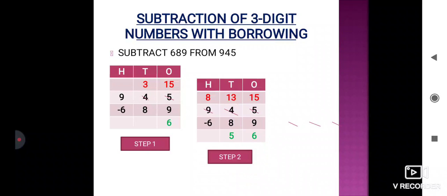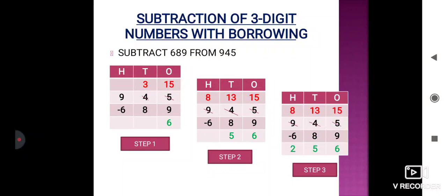In step 2, you will subtract the digits which are at tens place. Here you are left with 3. Now 3 is again smaller. You cannot subtract 8 from 3. So 3 will borrow from the digit which is at hundreds place, and it is 9. Break the 9 into ones and tens. You will get 8 ones and 10 tens. 3 will borrow 10 from hundreds place and it will become 13. Now subtract 8 from 13. You will get 5.